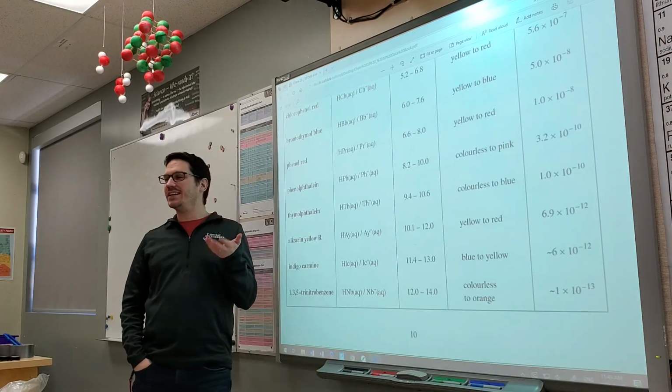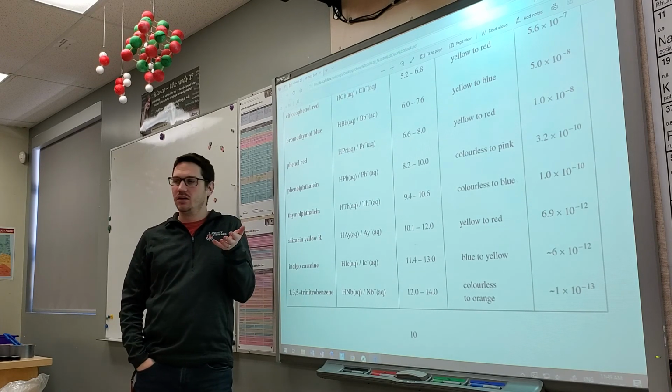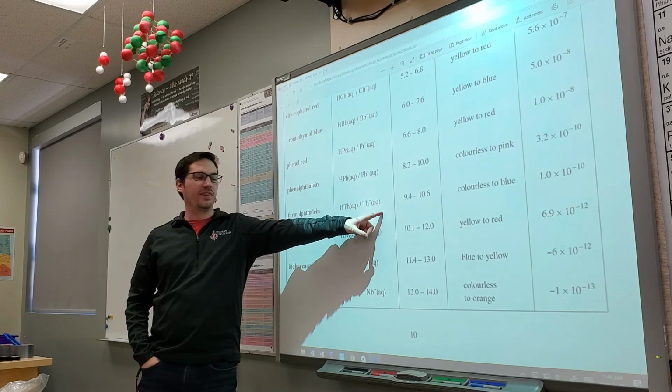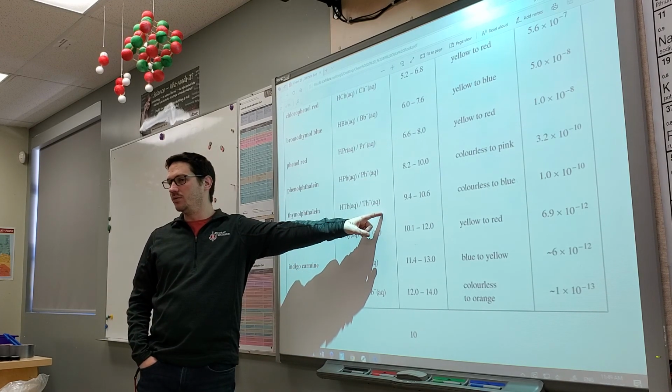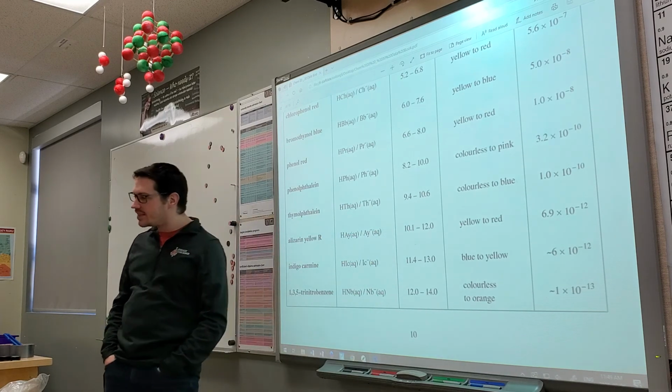The next one is like 9 point something, 9.5 maybe, pretty close to 10. So phenolphthalein or thymolphthalein would work, right? Phenolphthalein or thymolphthalein would be fine.